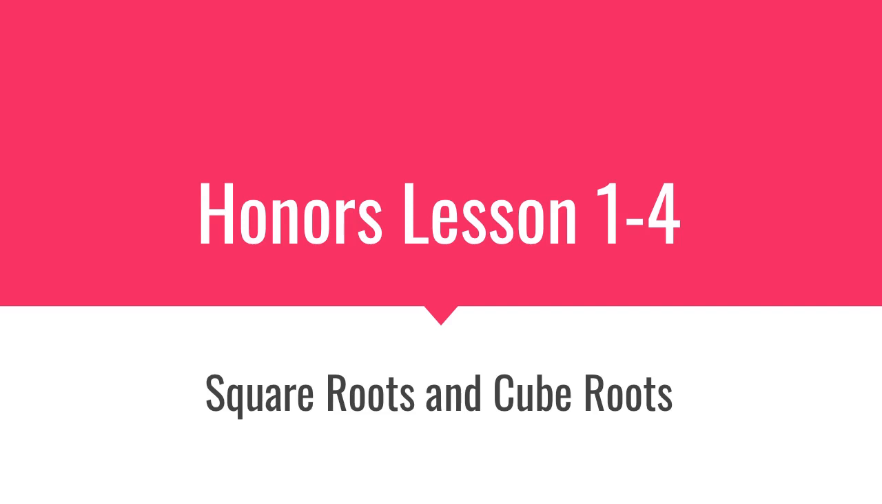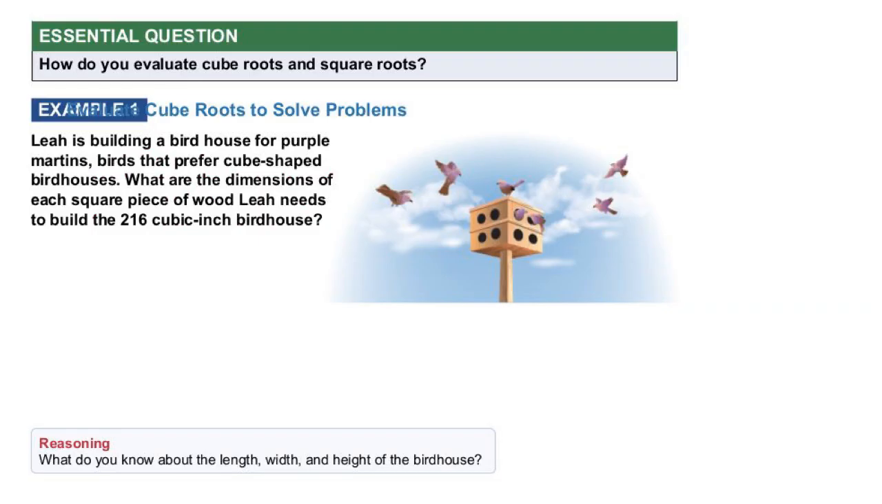This is lesson 1-4, square roots and cube roots on page 28. Here is example 1 on page 28. It says Leah is building a birdhouse for purple martins, birds that prefer cube-shaped birdhouses. What are the dimensions of each square piece of wood Leah needs to build the 216 cubic inch birdhouse?